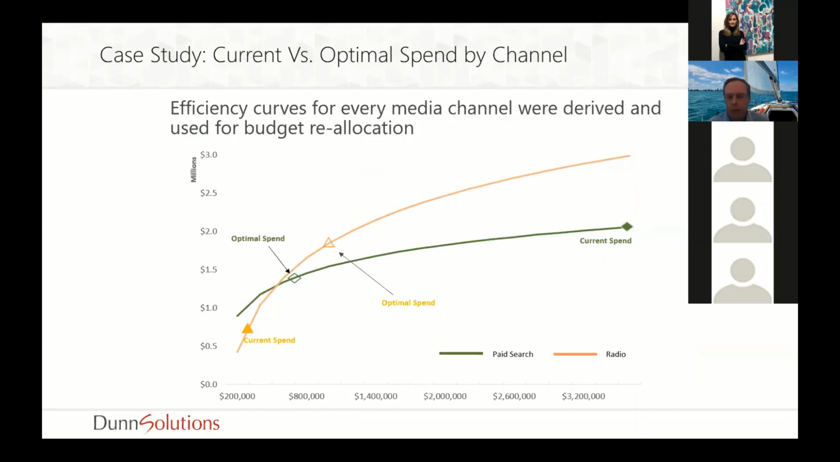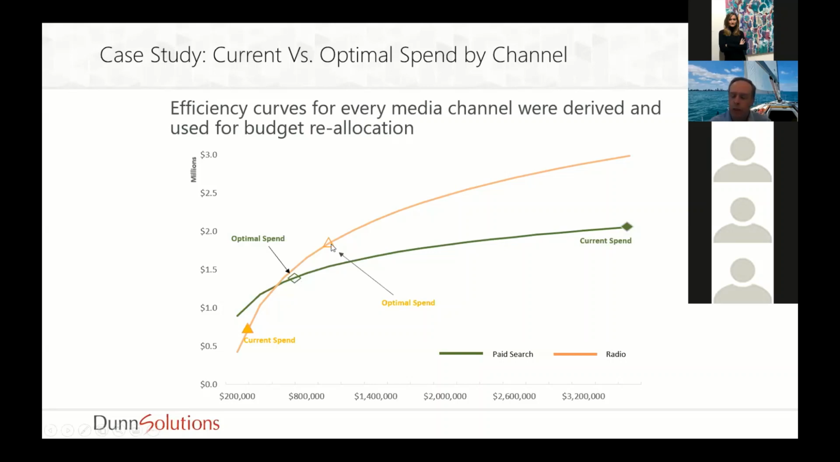So we came in and did some of this analysis, and we looked at their current spend versus their optimal spend. In a couple of channels, now we just made this a little bit easier for today, but we did look at all the channels. The two lines you see on the screen right now reflect the spend versus the results. And the little diamond is their current spend. So the current spend is here for radio. Their current spend is here for paid search. But after the analysis, we found out that their optimal spend was back here. So this is what they really should be paying for paid search, and they shouldn't spend any more.